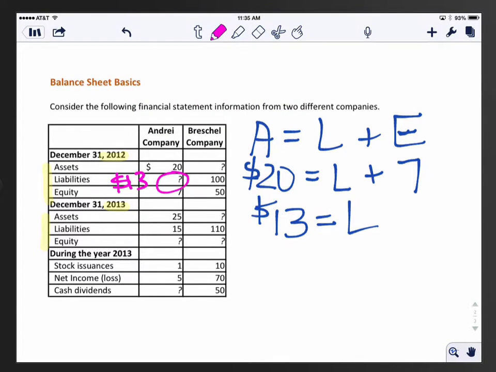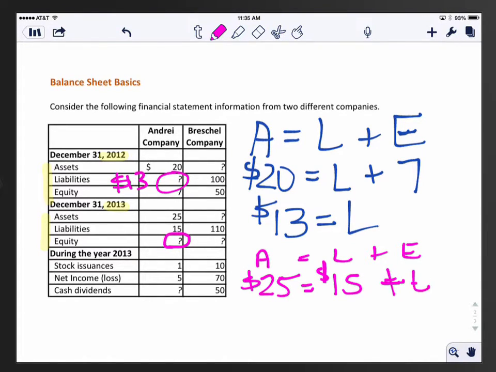Okay? Now let's look at the end of 2013. We've done the end of 2012, which is the same thing as the beginning of 2013. Now we're going to do the same thing for the end of 2013, except we have a different item missing. So we have assets equal liabilities plus equities. We know assets are $25 and liabilities are $15. Equity is what we're solving for. So 25 minus 15 gives us $10 for equity. If we've got two of the three, we can always solve for the missing one. It doesn't matter which one it is.